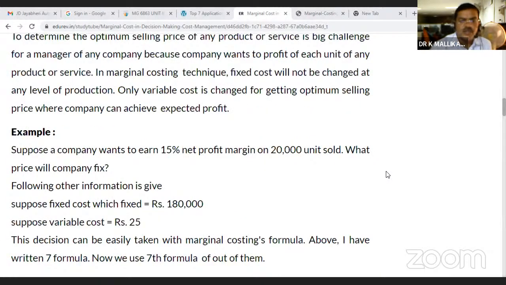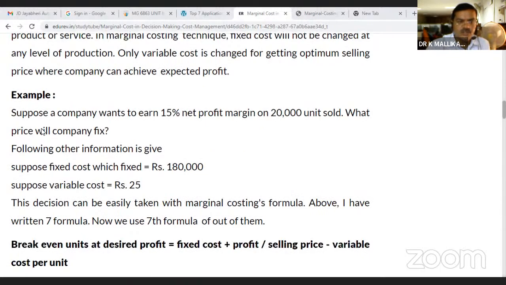Suppose a company wants to earn a 15% net profit margin on its 20,000 units sold. So what will be the selling price to fix? How is the company going to fix the selling price? The target is to earn at least 15% net profit, and so here the price will be fixed.